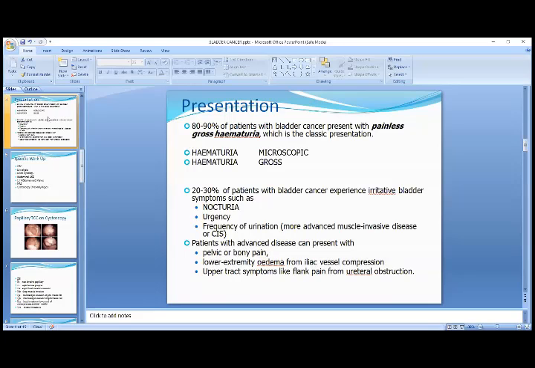And this hydronephrosis and hydroureter will cause symptoms like flank pain. So, if the patient with CA bladder presents with flank pain, it means he or she is suffering from advanced disease, and this disease is closer to the ureteric orifice and causing ureteric obstruction.